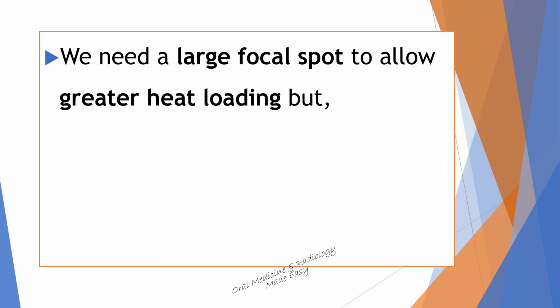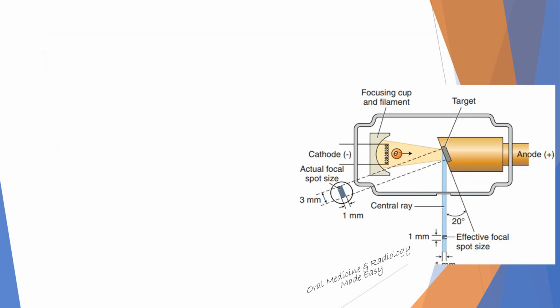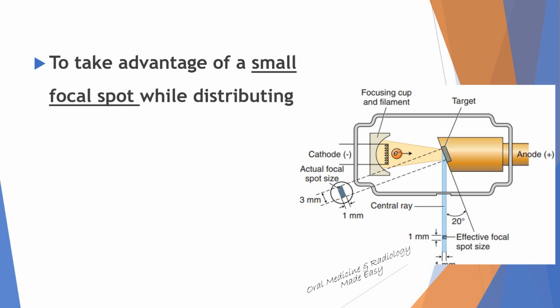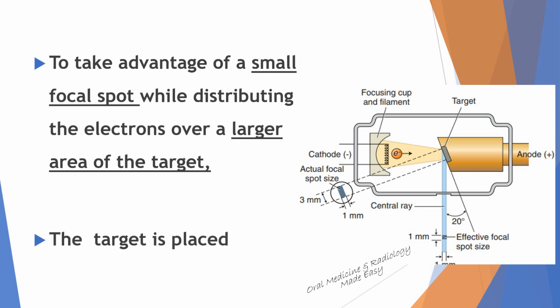So we need a larger focal spot to allow the greater heat loading, but we need a smaller focal area to produce a good radiographic detail. So in order to overcome these difficulties and to take advantage of small focal spot while distributing electrons over a larger area, the target is placed at an angle to the X-ray beam. That is, it is placed at an angle of 20 degrees to the X-ray beam.